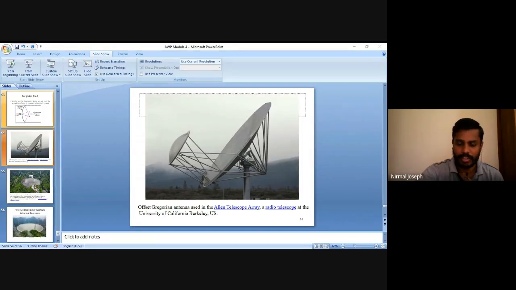Okay, what is the advantage? Can anybody tell? Yeah, beam is not blocked. That is the advantage.